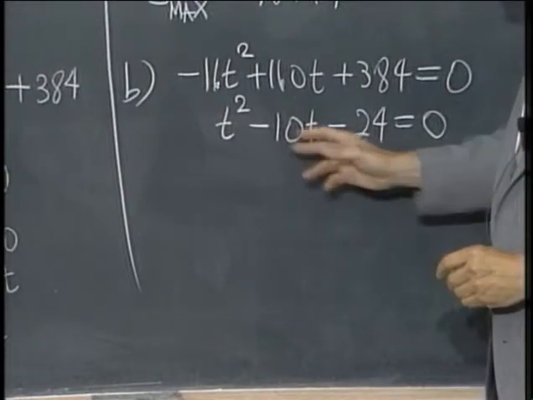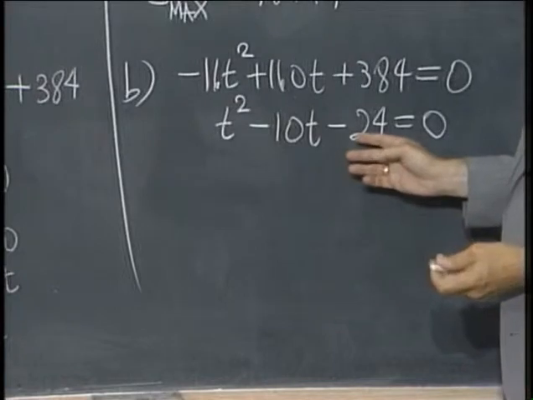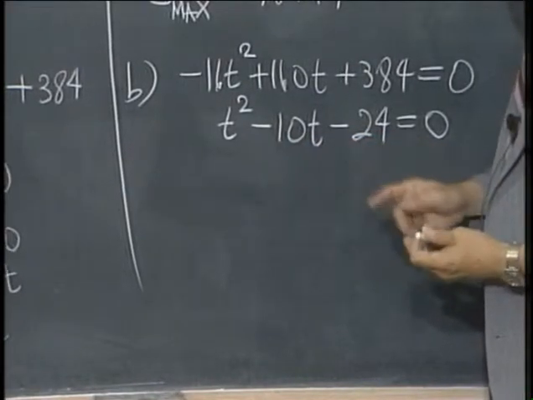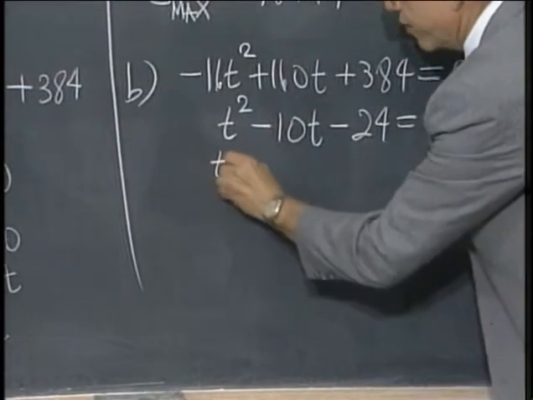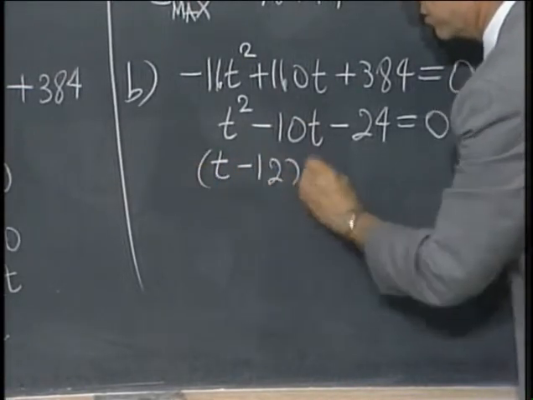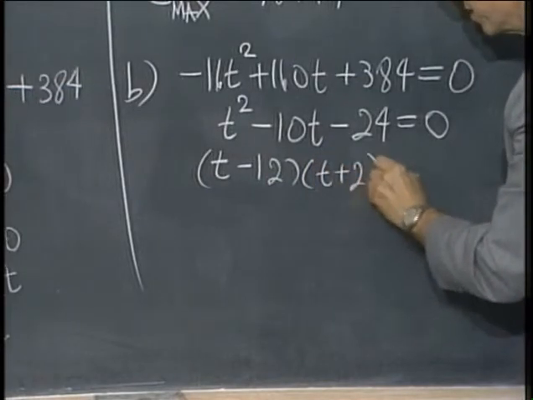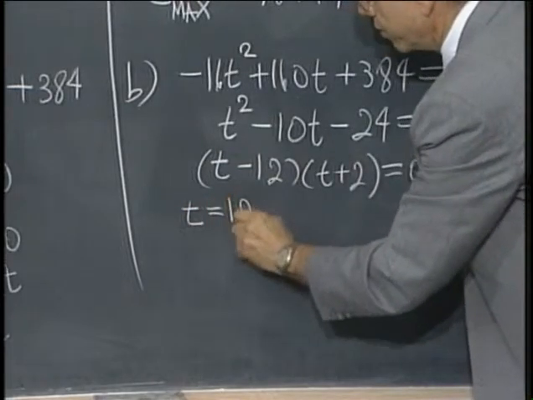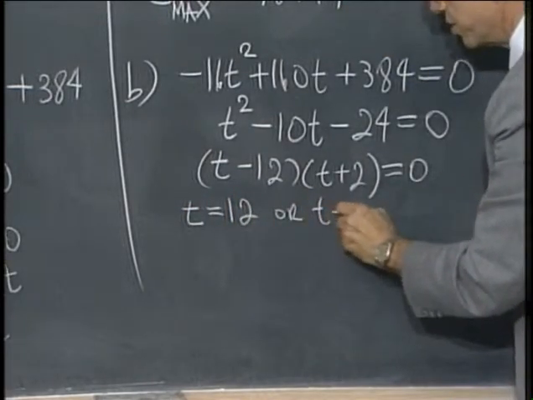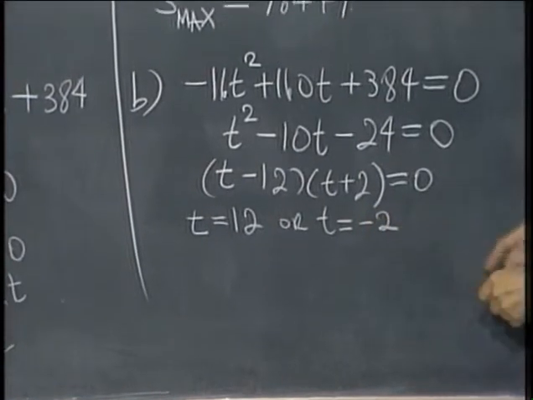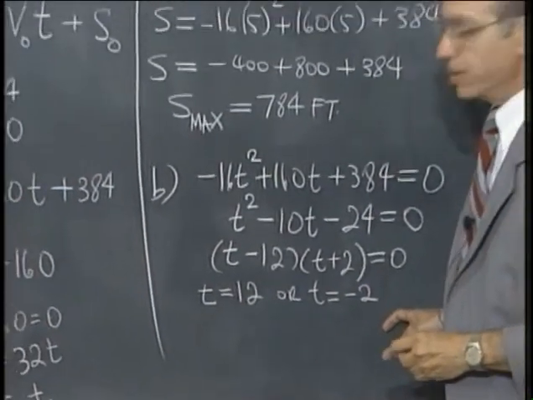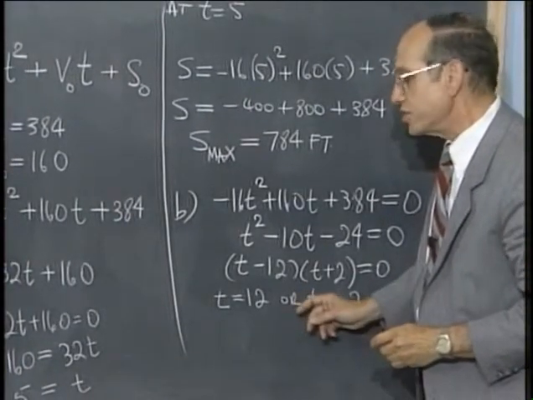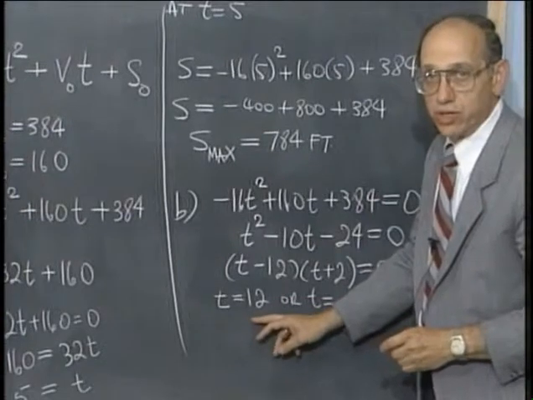And we're going to solve this quadratic equation by factoring. The factors of 24, whose difference is 10, are 12 and 2. So we have t minus 12 times t plus 2 equals 0. And that gives us two solutions, t equals 12 or t equals minus 2. Well, minus 2 can't be the right answer. That would mean the particle hit the ground before we threw it. So it's got to be that it hits the ground at time t equals 12.